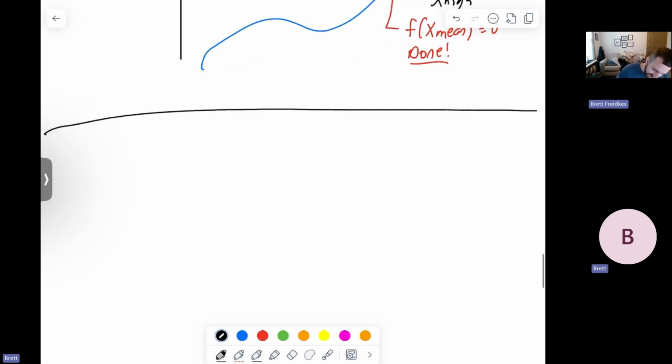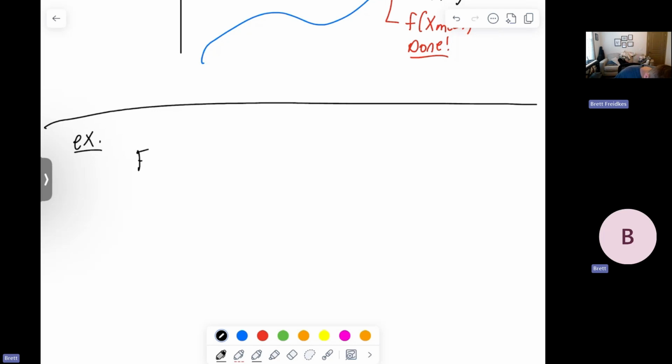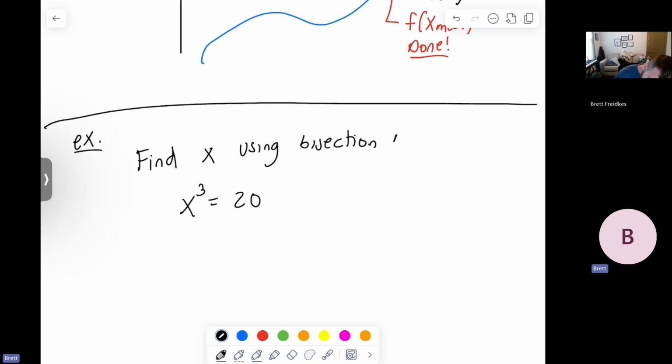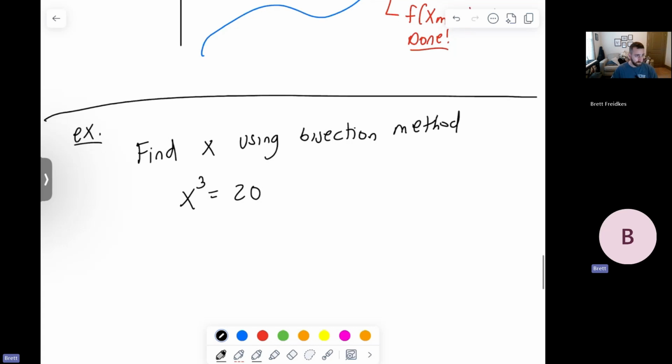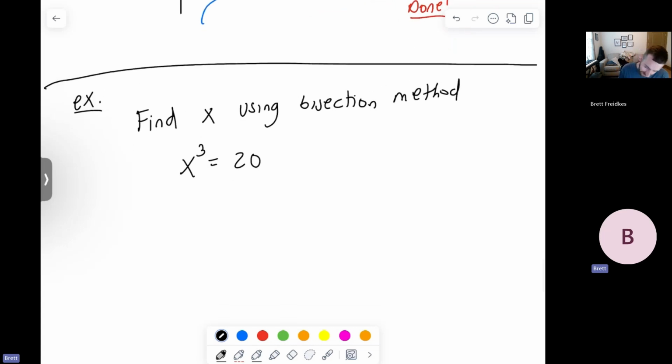So let me do an example, because I think an example will help clear some things up, and we'll discuss some of the equations and stuff. Let's say I tell you to find x in the equation below, x cubed is equal to 20. And I'll say using the bisection method. And I'll tell you that we'll assume that our initial guess is my xlow will be 1 and my xhigh is 4. And reminder, I don't know what these function values are when I plug in 1 and 4.